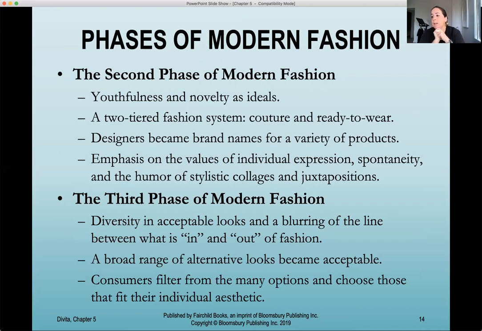The third phase of modern fashion was all about diversity and acceptable looks and blurring of the line between what is in and out of fashion. So in this third phase of fashion, it was almost cool to be out of fashion because you were making a point. You were standing your ground on what you believed was acceptable. There's a broad range of alternative looks that became acceptable, and consumers filter from the many options and choose those that fit their individual aesthetic. So you're finally dressing for your personal look, your personal style, regardless of what the industry or the movement is telling us what is cool.